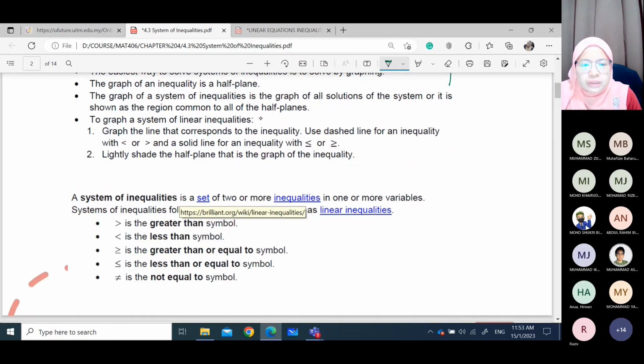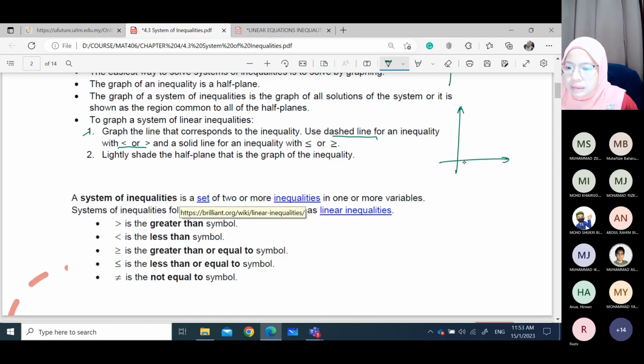Okay, so to graph a system of linear inequalities, first we graph the line that corresponds to the inequality. So use dash line for an inequality with less than or greater than. So this one we use dash line. So dash line maksudnya dotted line lah. So contoh dash line ni, right? Katakan kita ada graph ni, x equals y. So dash line, let's say the inequality is about x is greater than y. Contoh x is greater than y. Okay, greater than, dia tak ada equal kat sini sebab kita gunakan dash line.